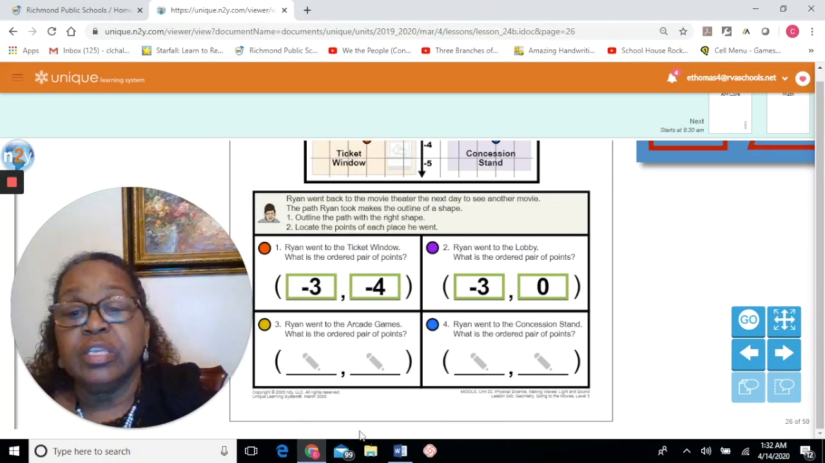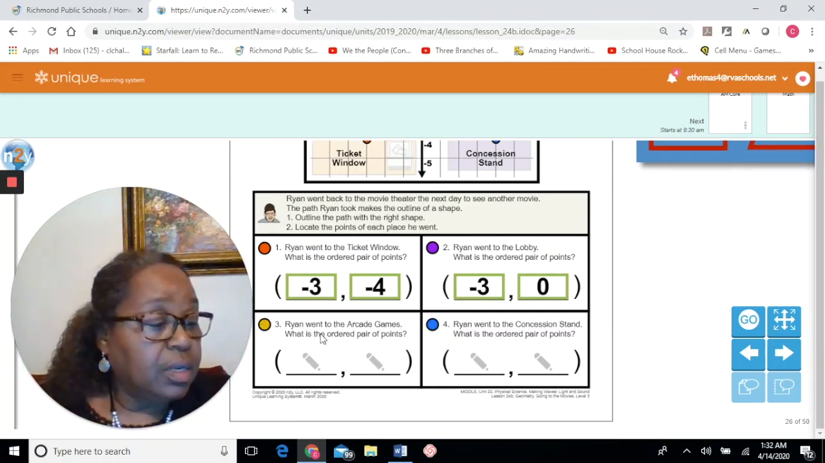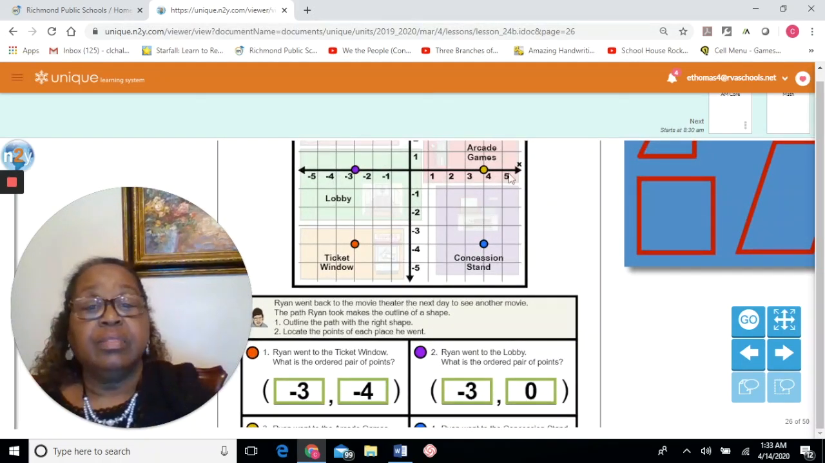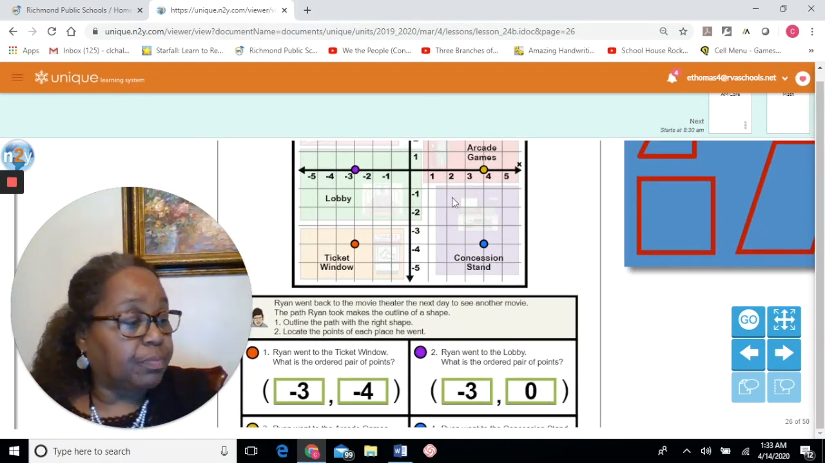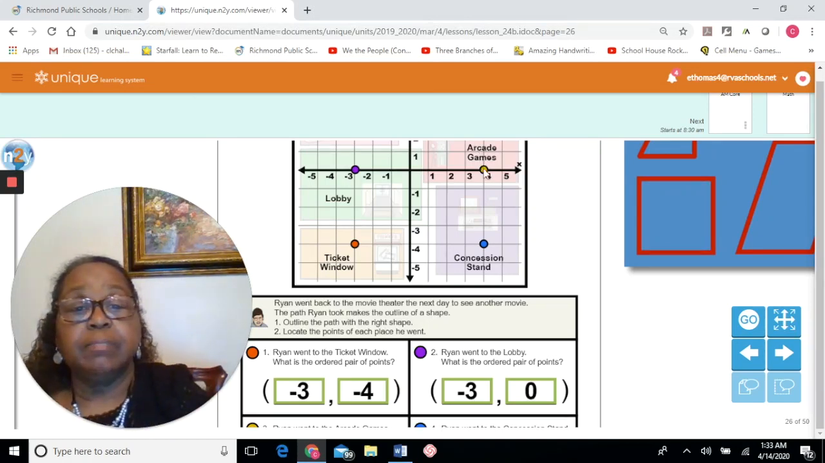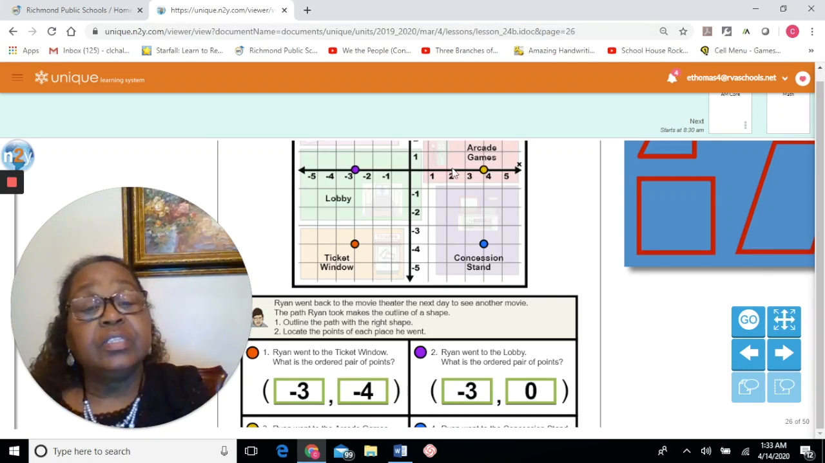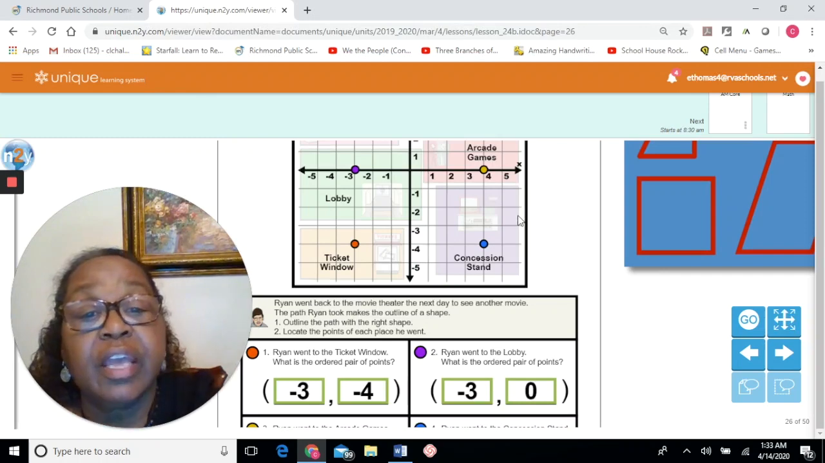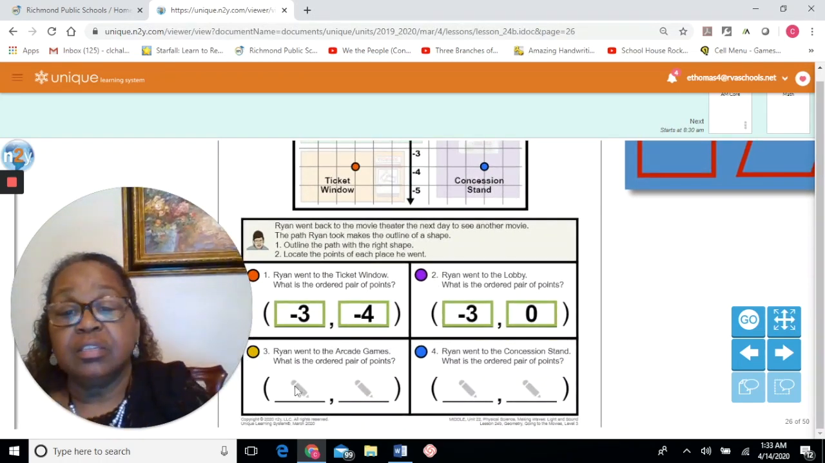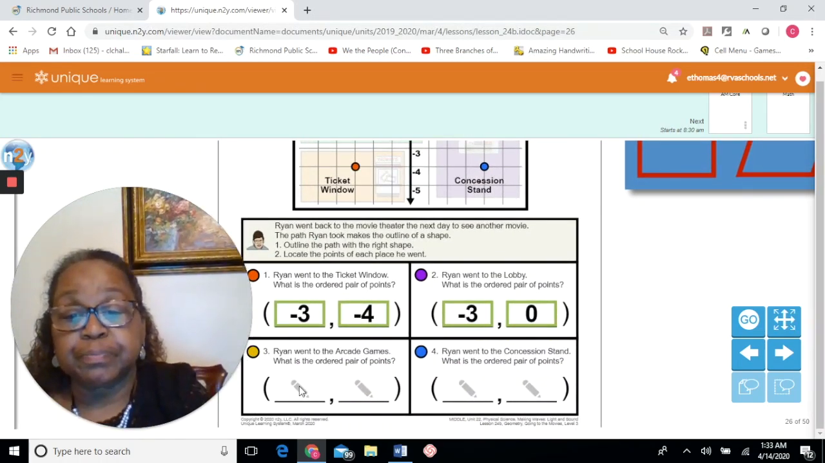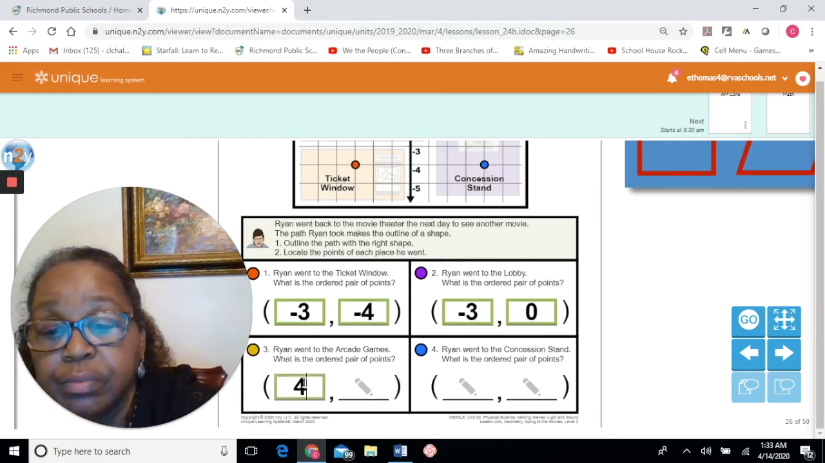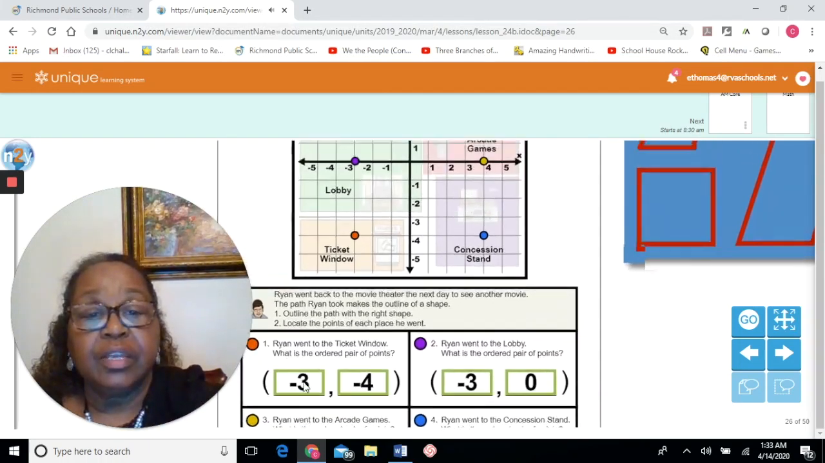All right, let's see where the yellow point is. Let's see what number we have for the yellow point. Okay, that's over here. X-axis first. This is going to the right. So that's a positive number. And that positive number is a 4. So let's put that in and see if we have that point correct. +4. Excellent.